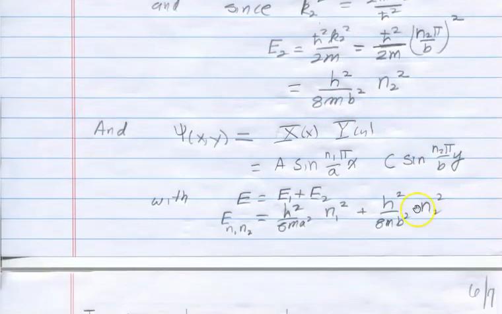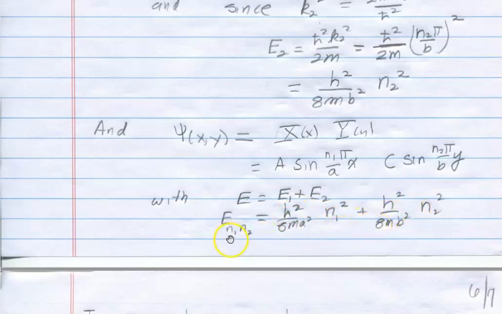So at this stage, we now have the following. We found our x and y. X is just A sine n1 pi over a x. And then y is C, I have to multiply it together, C sine n2 pi over b y. And the total energy is just E1 plus E2, and those we got from above.